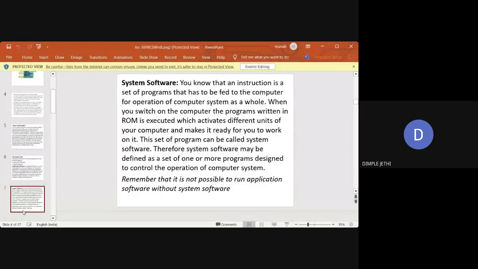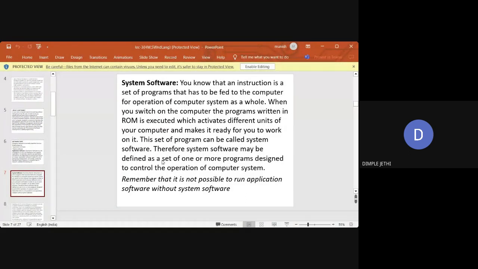But system software are those software without which your computer cannot work. They are a must for your computer to start. So what is an example of system software? Anyone? Operating system. Windows, Linux. Operating system can be Windows, it can be Android.